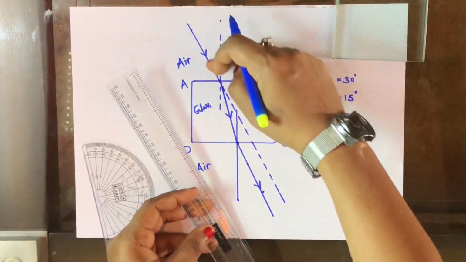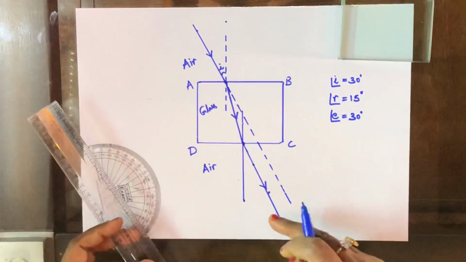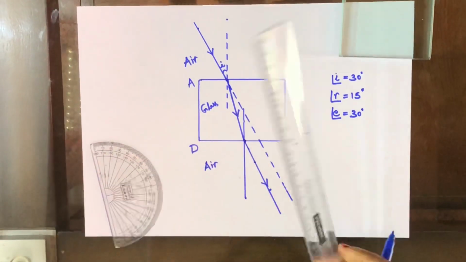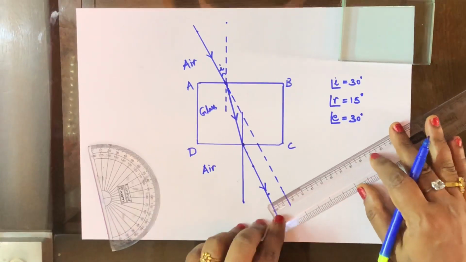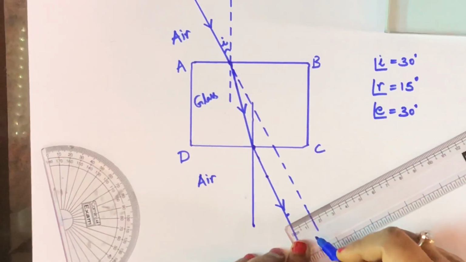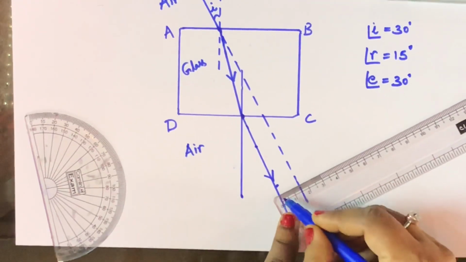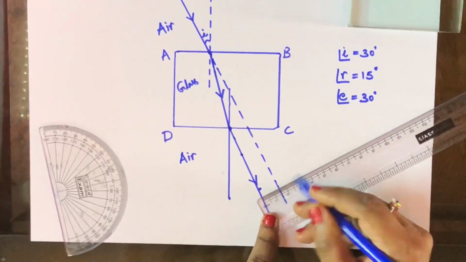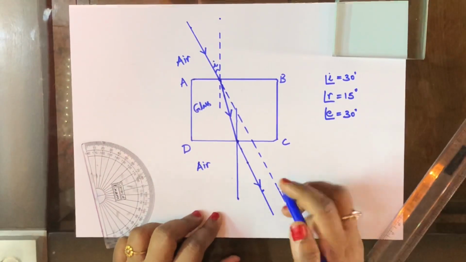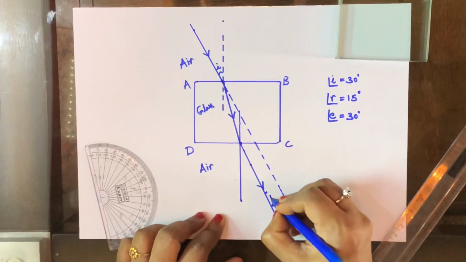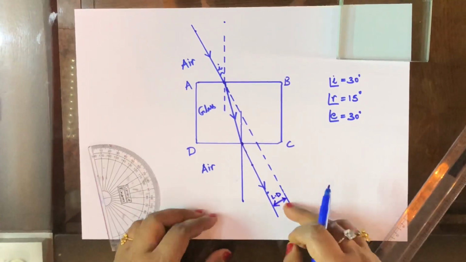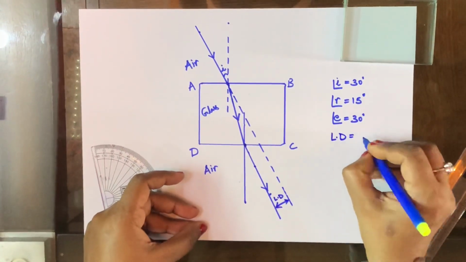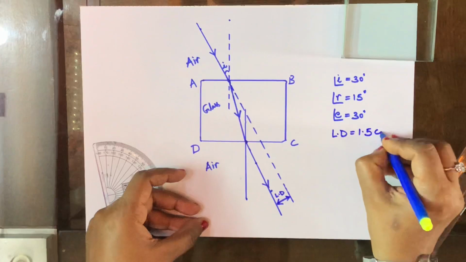So as we have extended the incident ray forward, now let us measure the distance between the emergent ray and the extended incident ray. Carefully measure the distance. Here it is very clear. The distance between the emergent ray and the extended incident ray is 1.5 centimeters. So this distance is nothing but the lateral displacement, or it is also called lateral shift. Thus we have measured the lateral displacement, which is equal to 1.5 centimeters.